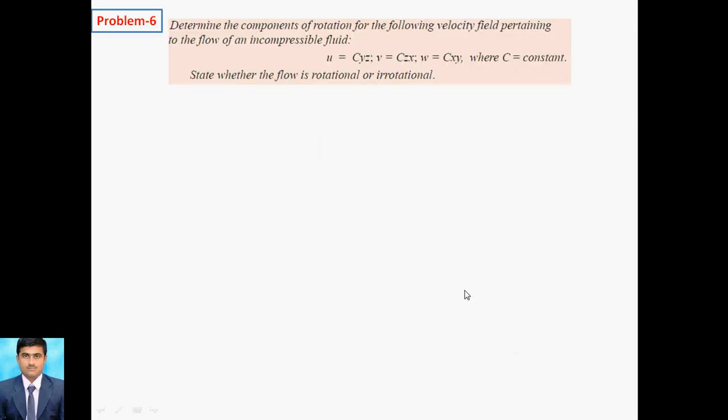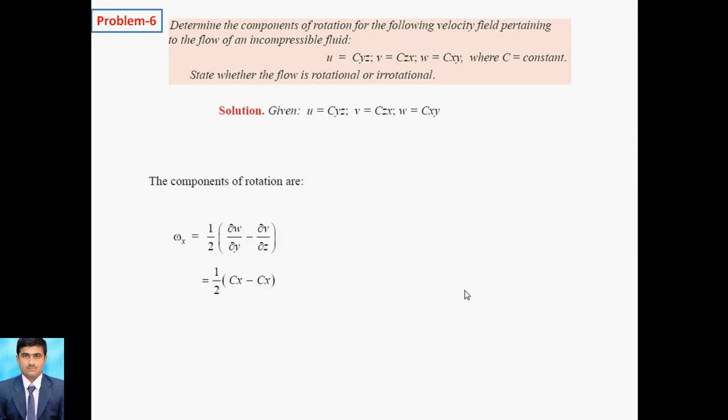Now we move to the next problem: determine the components of rotation from the velocity potential function and show whether the flow is rotational or irrotational. So I write the u, v, w values as they are. The components of rotation are in three-dimension format: wz, wx and wy. First of all we go for wx, which is half of dou w by dou y minus dou v by dou z. This is the previous case.